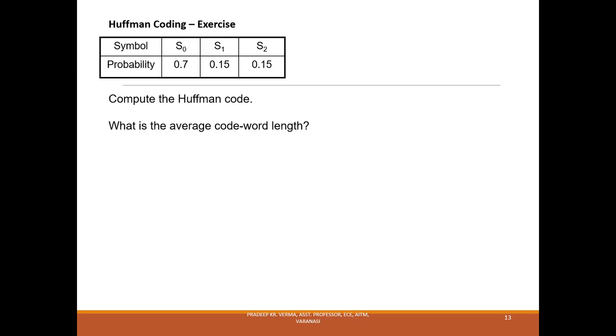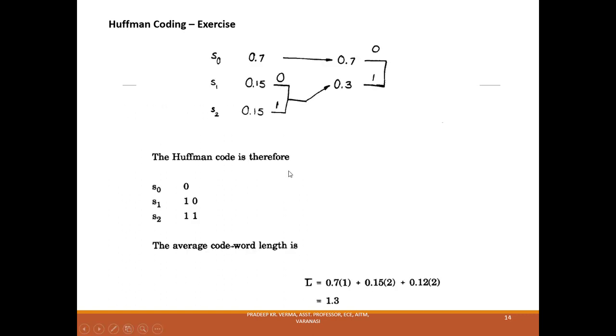So I have another exercise, that is we have to compute the Huffman code and the average code word length. Symbols are given as S0, S1, sorry S2. There are only three symbols, and the probabilities are 0.7, 0.15, 0.15 respectively. So I have done this. We will again use the same algorithm and find out the code as is shown in the PPT. Then the average code word length comes out to be 1.3.